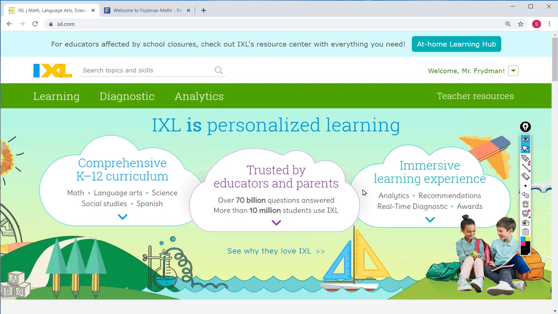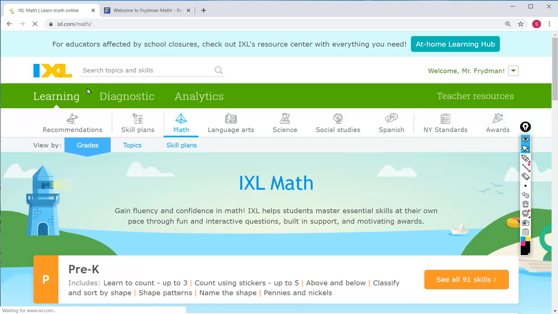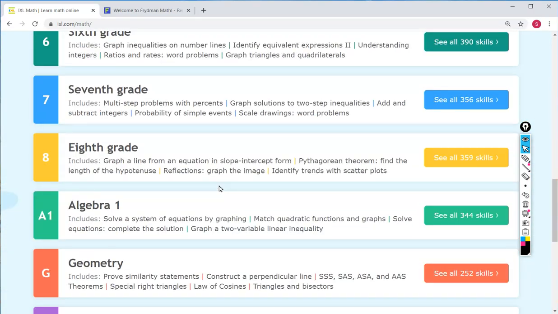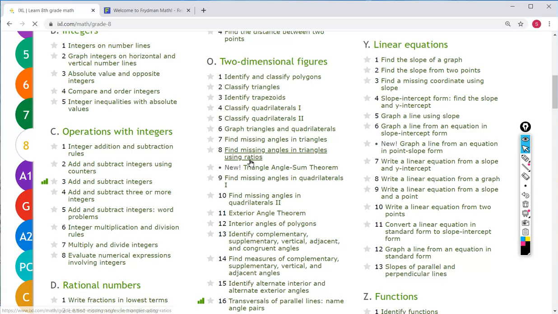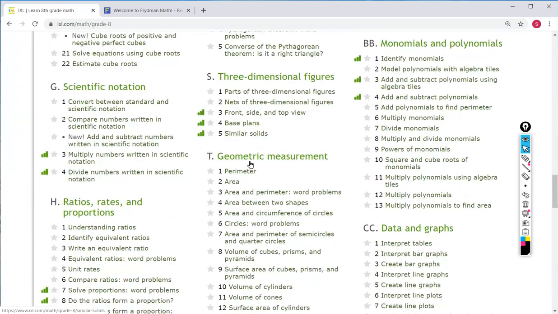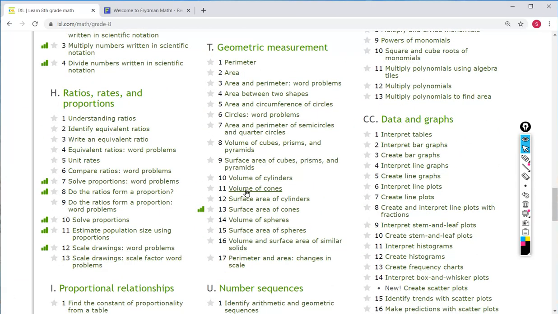Let's do IXL 8th grade T11. Go to Learning. Make sure you're on Math. Then go down to 8th grade. And then down to T11, volume of cones.